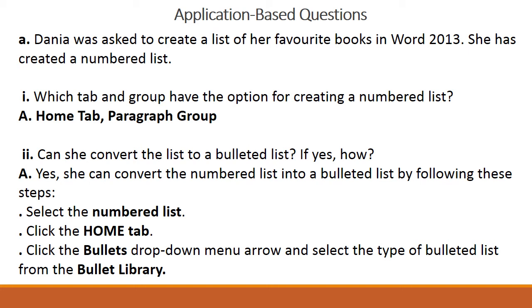Second part is, can she convert the list to a bulleted list? If yes, how? Actually, they are asking, can she convert a numbered list into a bulleted list? So the answer is yes. She can convert the numbered list into a bulleted list by following these steps. Number 1, select the numbered list. Number 2, click the Home tab. Number 3, click the Bullets drop down menu arrow and select the type of bulleted list from the bullet library.